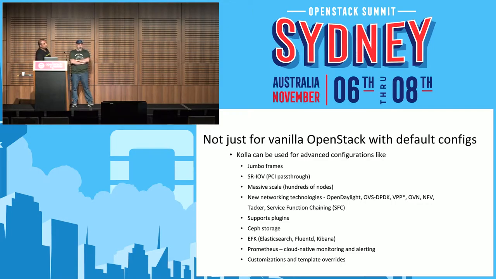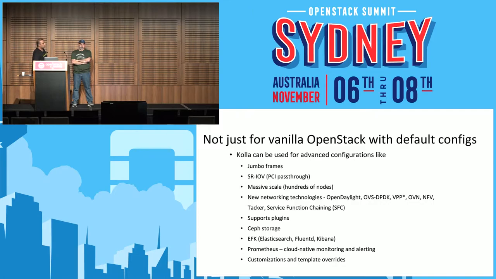I didn't deploy hundreds of nodes, but Kolla was used to deploy on the OSIC cluster. We can use Kolla to use new networking technologies, not just OVS and Neutron's NAT-based router. We can use OpenDaylight, OVS DPDK. There's an asterisk next to VPP. We still haven't got VPP fully working. There are patches in review. OVN, NFV, Tacker, service chaining, that's all possible using Kolla.